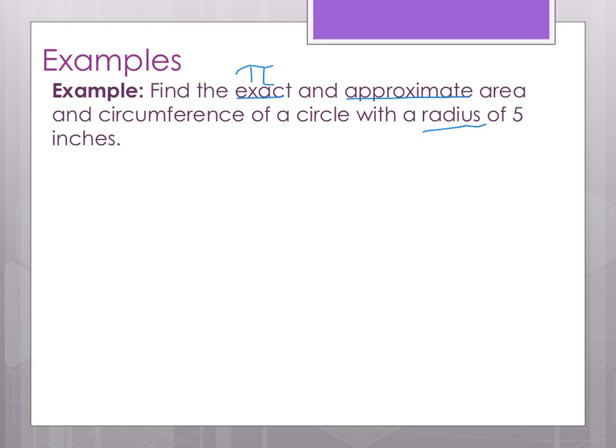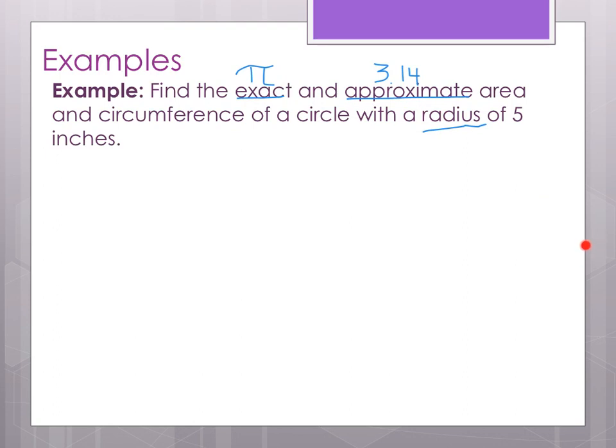And for an approximate answer, we're going to use 3.14. Now, WebAssign is going to ask you for each of these when you do some of your homework. So for the first blank with the exact answer, you'll use this Greek letter pi to express your answer. And you'll get that little pop-up window on the side in WebAssign when you click to enter that answer.